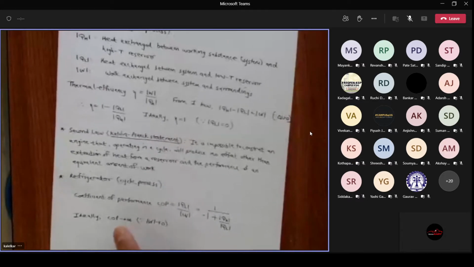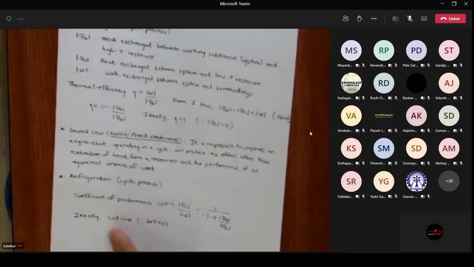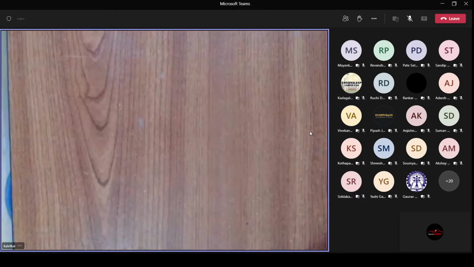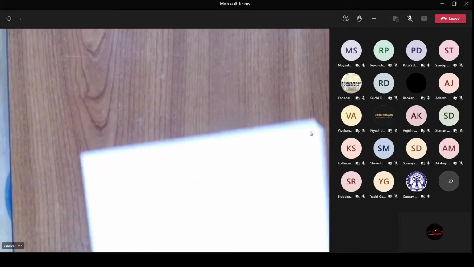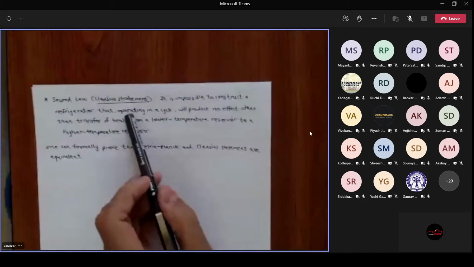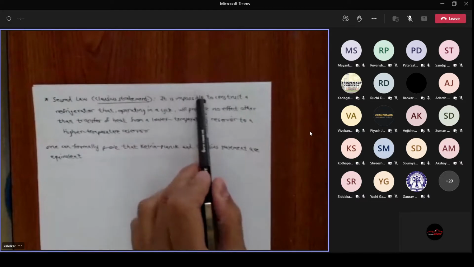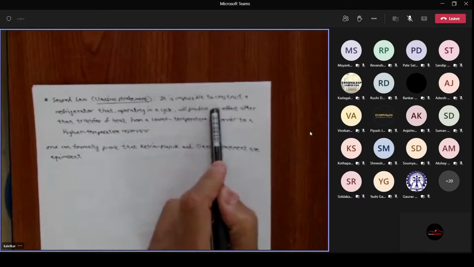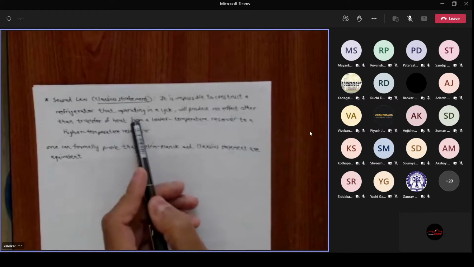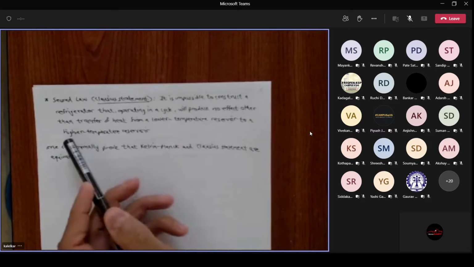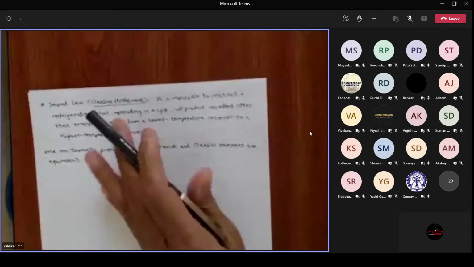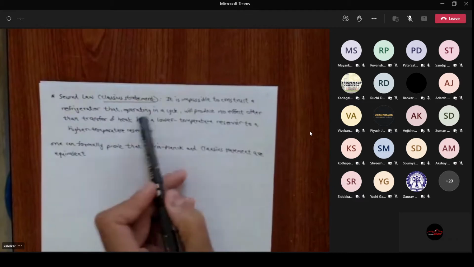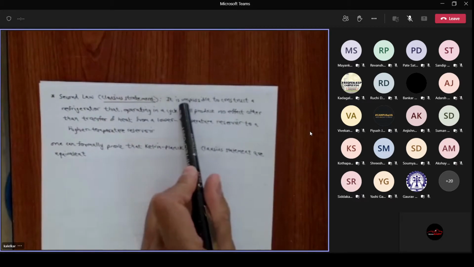Okay, first law says this is possible. Second law says this is impossible. And what is the statement of second law? There is the Clausius statement of the second law, which says it is impossible to construct a fridge that, operating in a cycle, will produce no effect other than transfer of heat from a low temperature reservoir to a high temperature reservoir. No effect other than just transfer of heat from low temperature to high temperature. It is impossible to construct a fridge of this type.